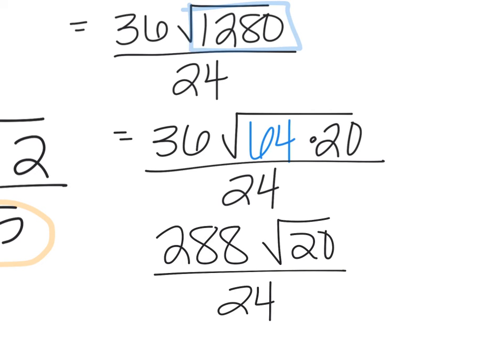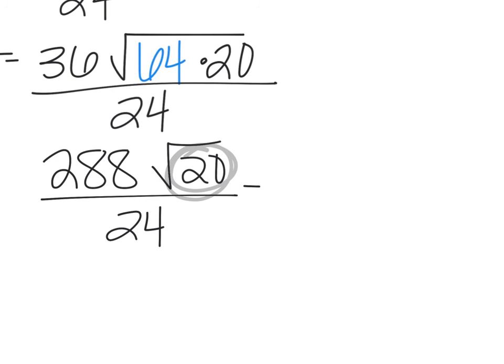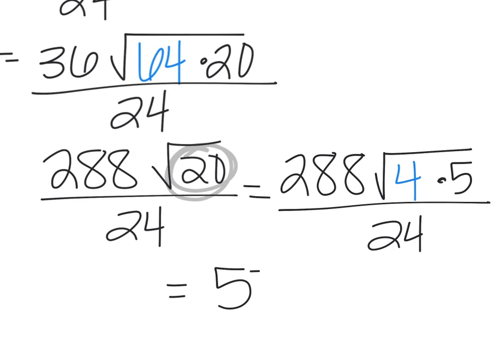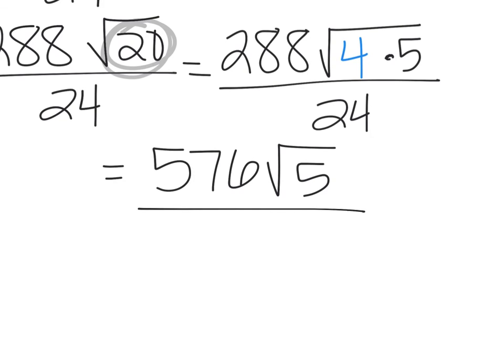And I hate to break it to you, but 20 can be broken down into something smaller. So we're going to rewrite 20 as the square root of 4 times 5 divided by 24. The square root of 4 is 2. 288 times 2 gives me 576. Square root of 5 divided by 24.